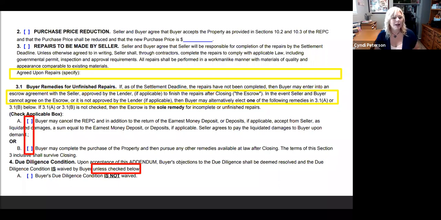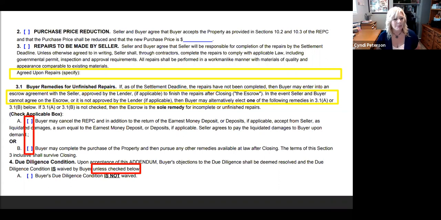So A is buyer may cancel the REPC, and in addition to the return of the earnest money or deposits, if applicable, except from seller as liquidated damages, the sum equal to the earnest money deposit. But that would be only if you were going to cancel. So if they get to the very end and they're going to settlement and your buyer still wants the house no matter what, you wouldn't want to check A, because that means that they could cancel the REPC at that point, and the seller is saying that they are willing to, at that point, if they didn't do the repairs, agree to liquidated damages.